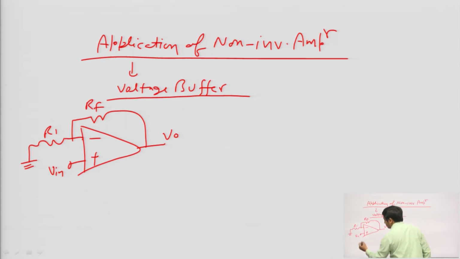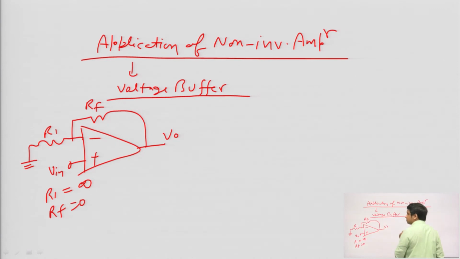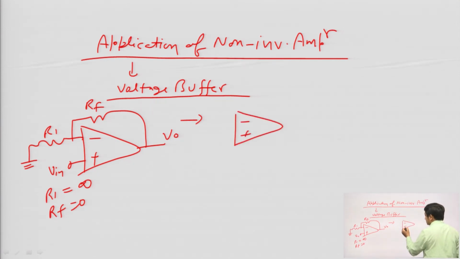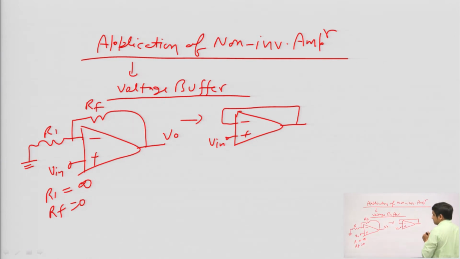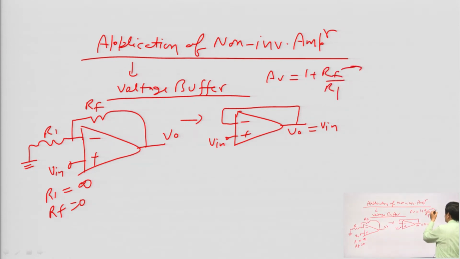If in this non-inverting amplifier we put R1 equal to infinite and RF equal to 0, 0 meaning short circuit, the circuit will be like this. Now, the output will be directly connected to the inverting input terminal. In this case, what will be the output voltage? V naught will be equal to V in, because the voltage gain for the non-inverting amplifier is 1 plus RF/R1. This RF is 0, so the voltage gain will be 1. Voltage gain of 1 means the output voltage is equal to the input voltage.